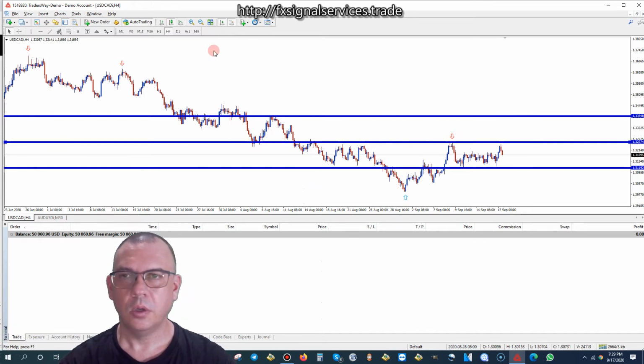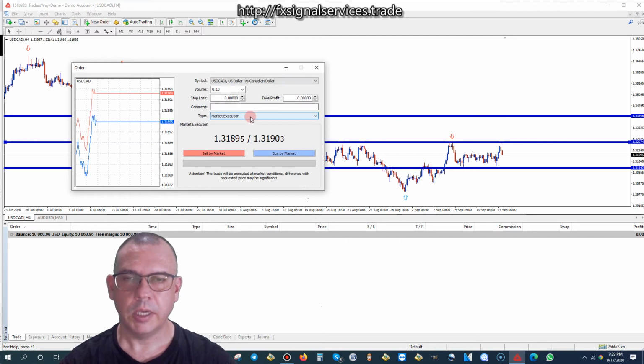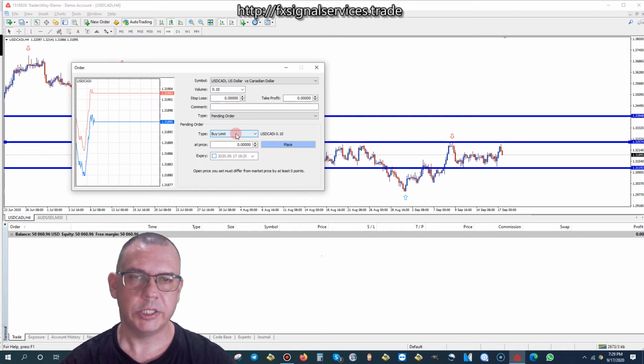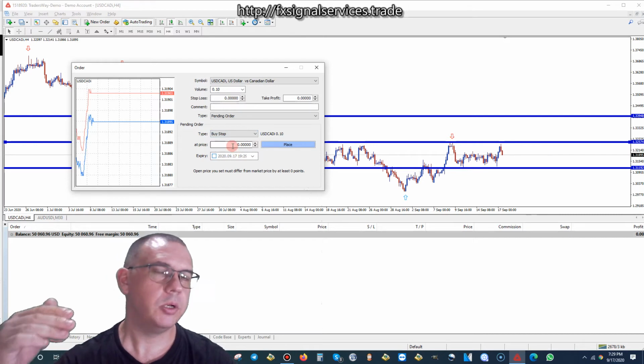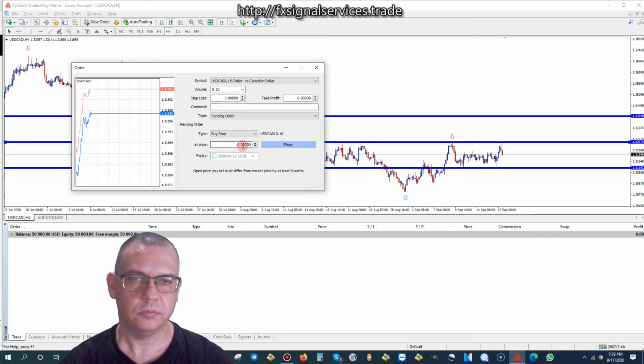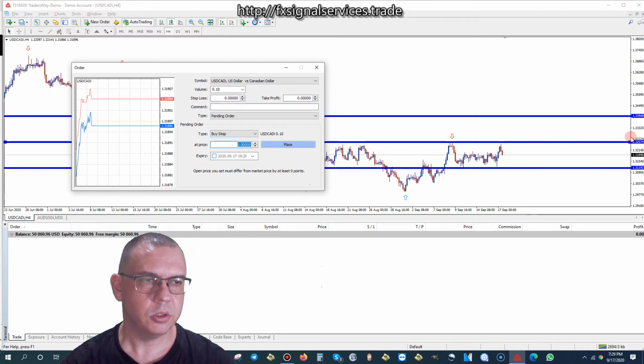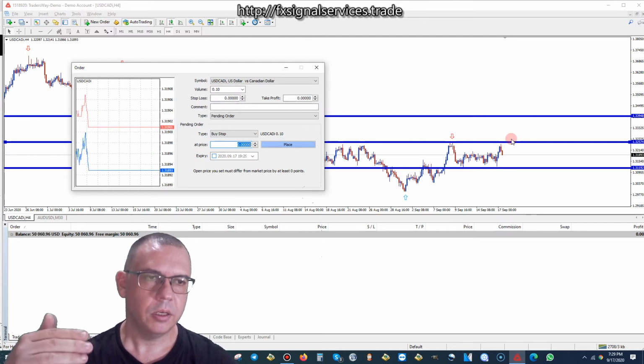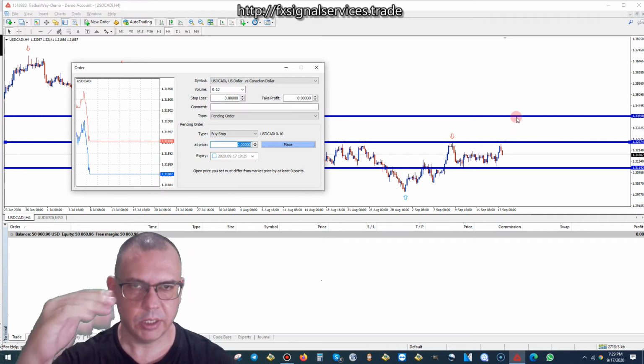Okay, so all we have to do here is go to new order and change this from market execution to pending order, and then change the type of pending order to buy stop, because we're going to put a pending order above the current price to execute a buy trade. And then for the at price, we want to choose a price that's a little ways above. I never want to put it right on that resistance, because it could touch that and drop back down, and you'd have a big drawdown. So we want to put it a little ways above. That way, once this breaks and keeps going up, it'll continue to go up.